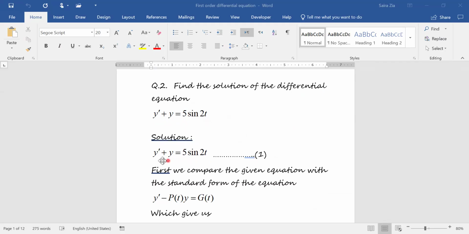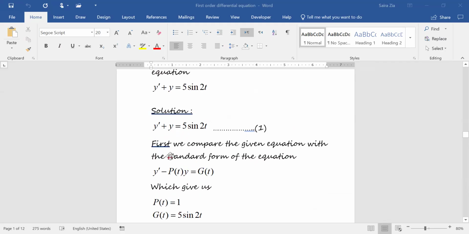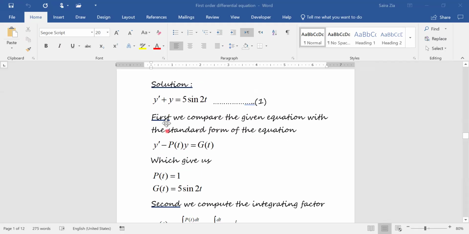Here also we are going to first compare this equation with the standard form of equation. The standard form is y dash plus or minus p of t y equals g of t. Here the coefficient of y dash must be 1, so it is already 1. So we will not divide with any term. So here p of t is just 1 because the coefficient of y is 1, and g of t is 5 sine 2t.